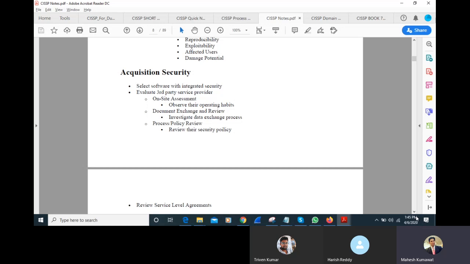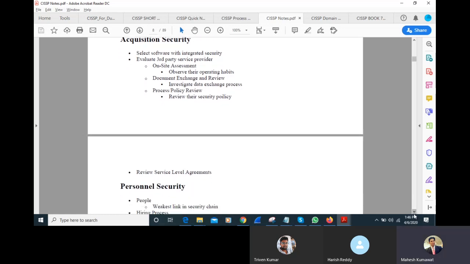Suppose you have the acquisition of third-party vendors, the contractors. What you're going to do is on-site assignments, document exchange and review. First of all, investigate the data exchange processes, what type of processes you are going to do. Process policy and review: you need to review all the security policies. You have to review the exchange processes. You have to observe their operating habits, what information they are going to access at the same time.